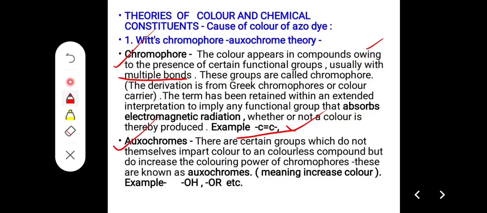Oxochromes are certain groups which do not themselves impart color. They are not sufficient to have a color, but they increase the color intensity when they attach to some chromophore. There are certain groups which do not themselves impart color to a colorless compound. A colorless compound having oxochrome does not impart color, but does increase the coloring power of chromophores. When oxochromes are attached to a chromophore, they impart more color. These are known as oxochromes, meaning increased color.